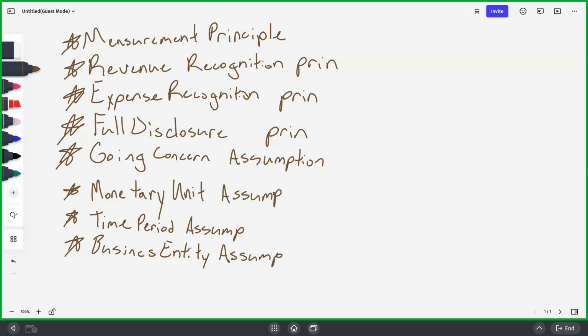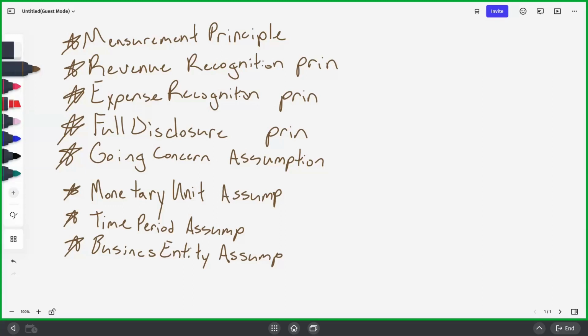You're close. You're actually talking about the monetary unit assumption, which they both have money in them. Those are very confusing. The best way to think of that one is knowing that we assume we're doing dollars. So we're going for the measurement principle.